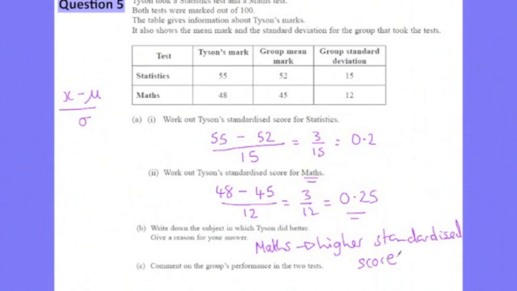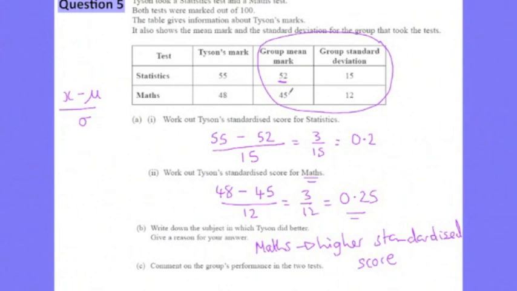We're then asked to comment on the group's performance in the two tests. So we just need to look at the group mean and the group standard deviation. Looking here, we can see that the group mean is higher for statistics. Both tests are out of 100. So in the group, the students did better in statistics. Or we could say that the statistics exam was easier because the mean mark was higher and the maths mark was harder.